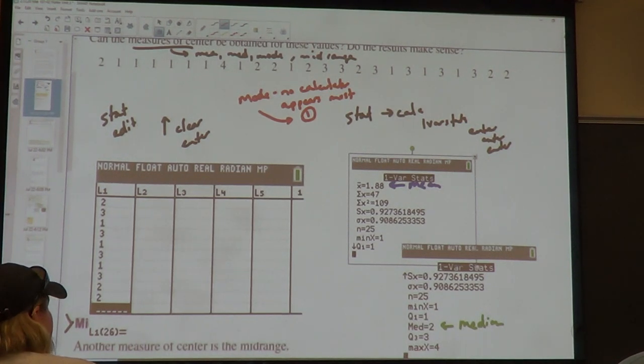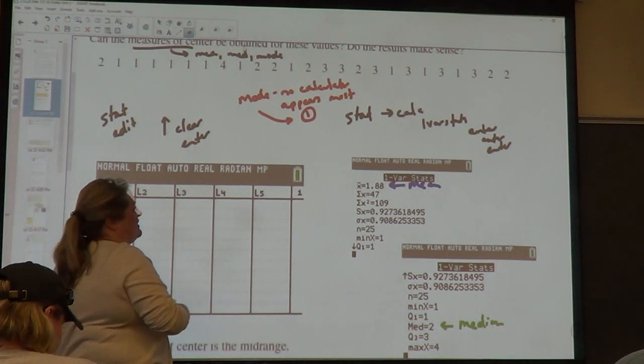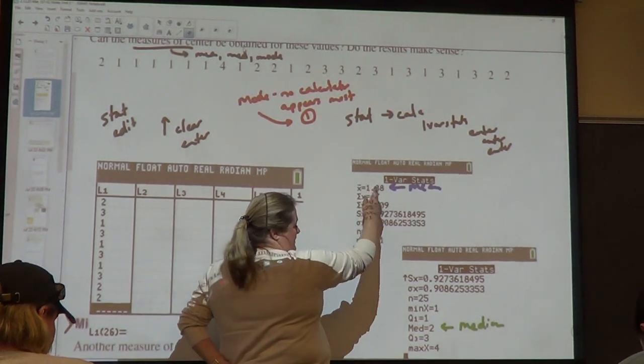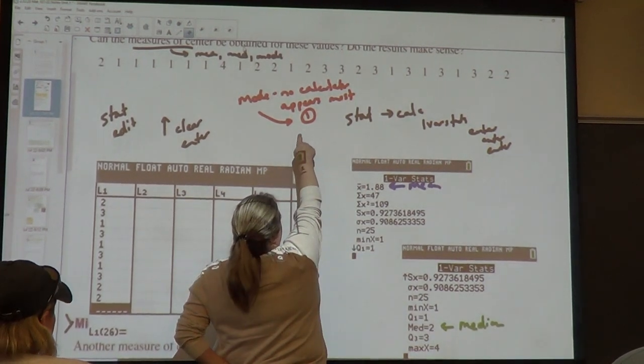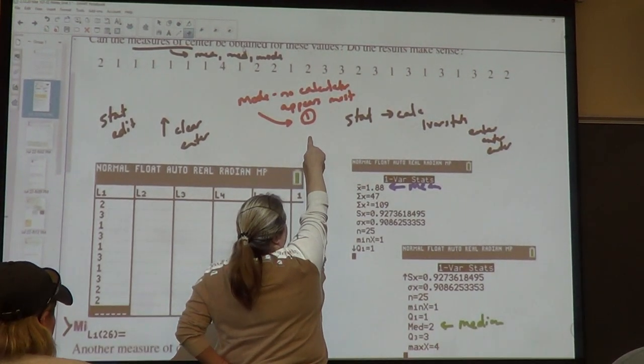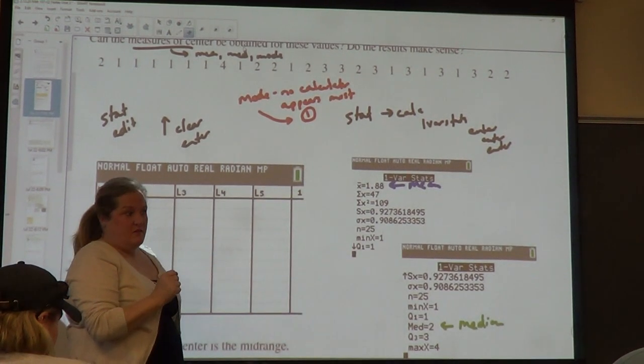Oh, we hadn't done mid-range yet. I'm going to leave that one off because we didn't do that one last time. We're just going to do mean, median, and mode. In my brain, I thought we did, but we didn't. So mean is your X bar, median is your MED, and then mode is the one that appears the most. The number one appears more often than anything else.